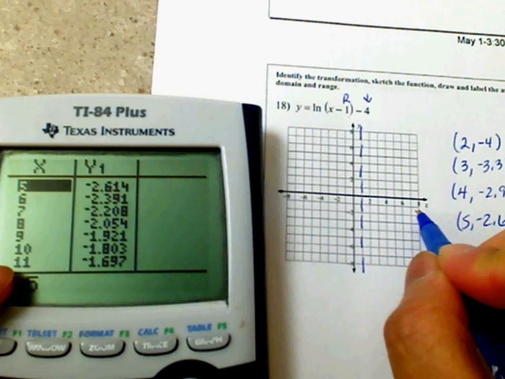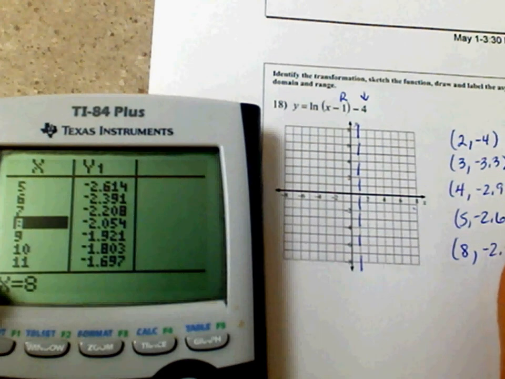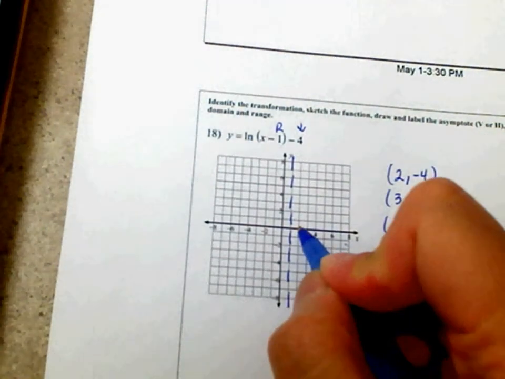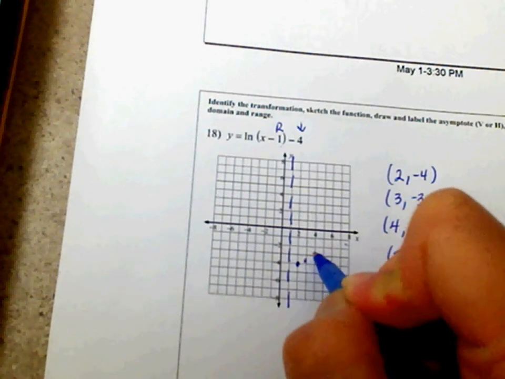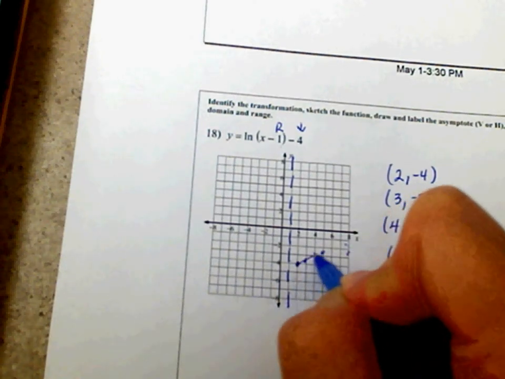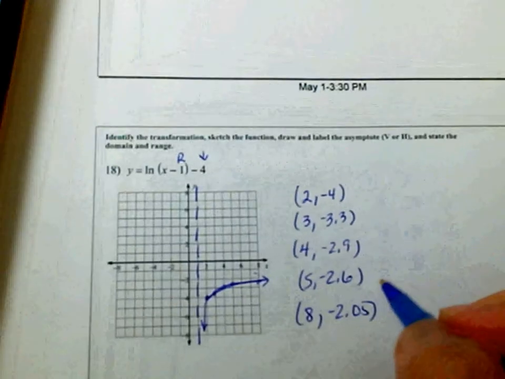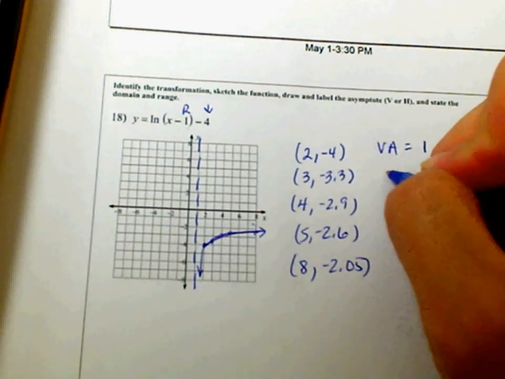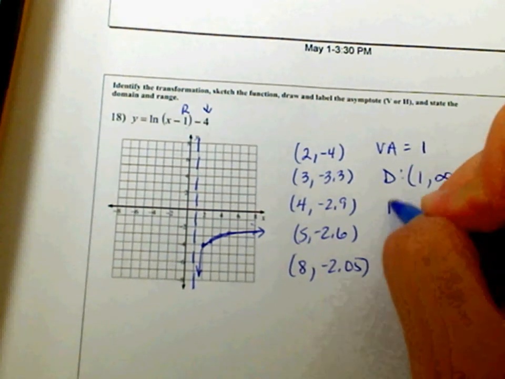At 8, it is -2.05. Now graph those points. 2 and -4, 3 and -3.3, 4 and -2.9, 5 and -2.6, and 8 is -2.05. And there you have your graph. At your tail, okay, vertical asymptote is at 1. Your domain starts at 1, continues on forever, and your range is always all real numbers, how far low to how far high. There's number 19.